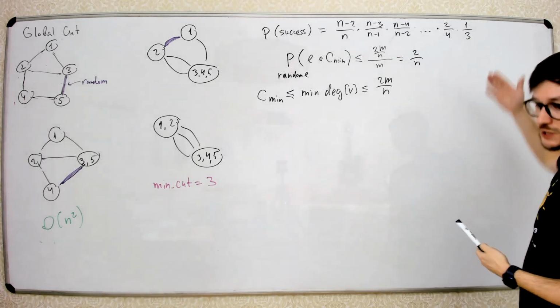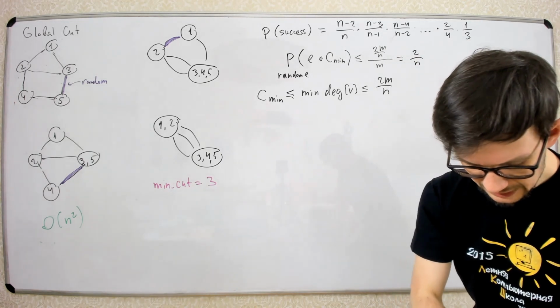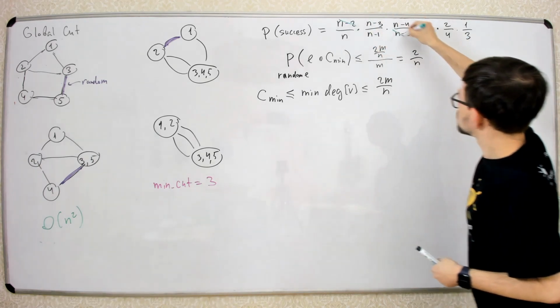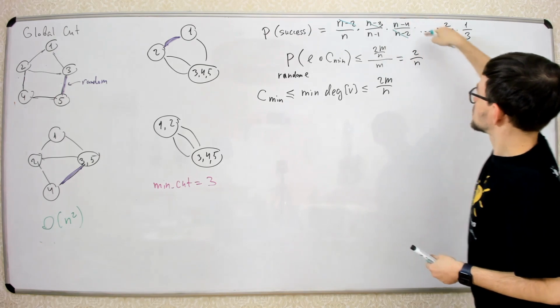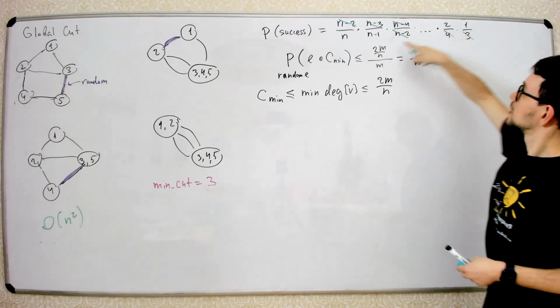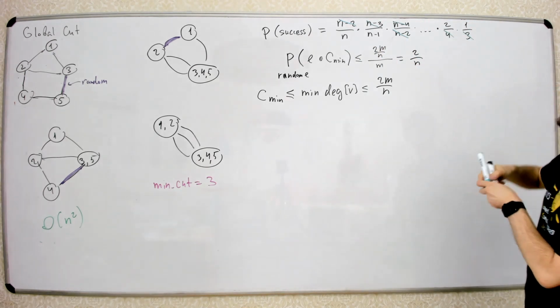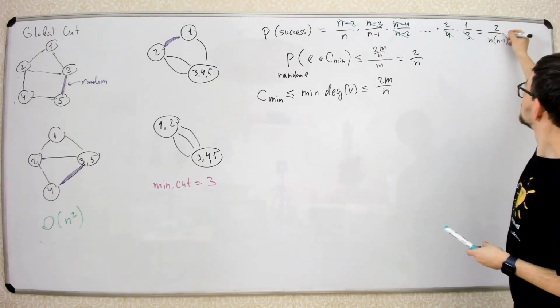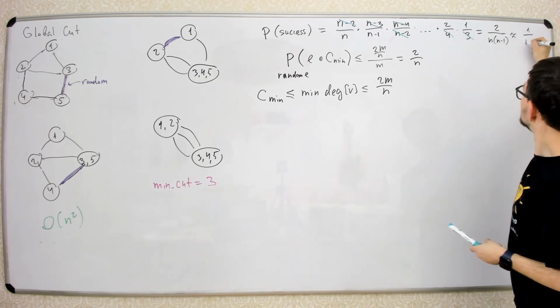Now let's just multiply all this. So in this formula we can eliminate this n minus 2 and this n minus 2, this n minus 3 and this n minus 3, and so on. So we can eliminate everything except these 4 elements. It will be 2 over n minus 1. So it's about 1 over n.